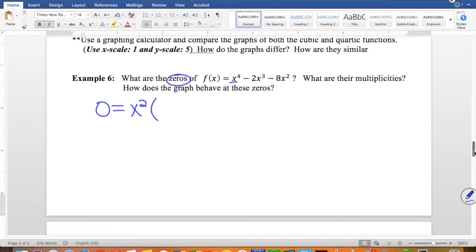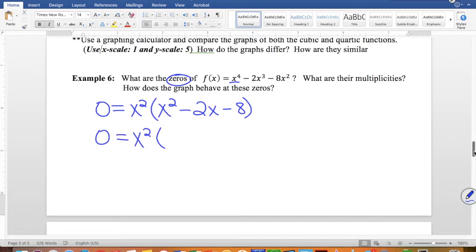Okay, so x to the 4th, if I pull 2 x's away, I'm just left with 2 x's. If I pull 2 x's from negative 2x cubed, I'm just left with negative 2x. And if I pull 2 x's from negative 8x squared, I'm just left with negative 8. Okay, so there's one part done, but now I've got a quadratic inside the parentheses.